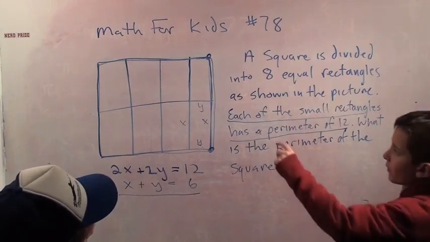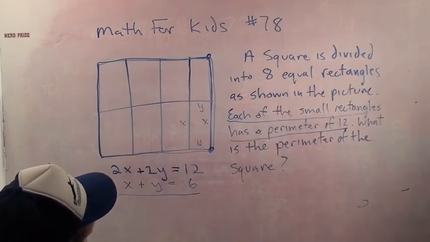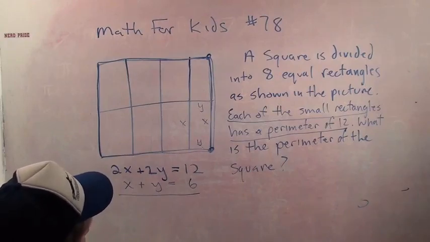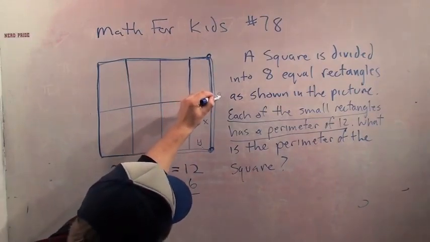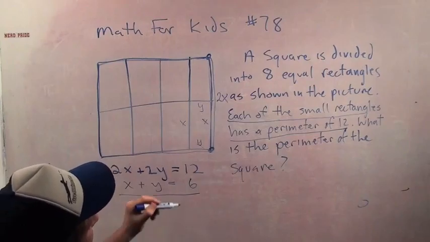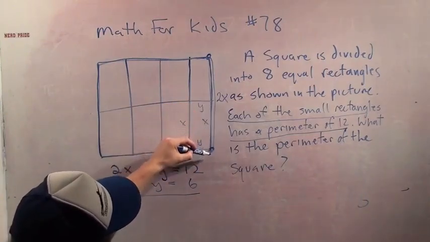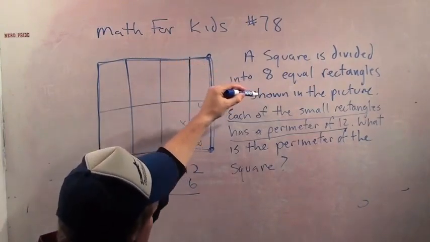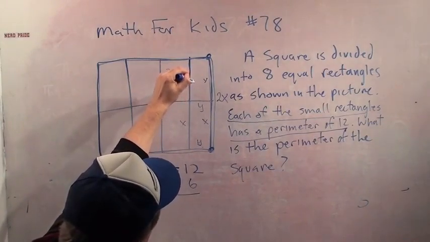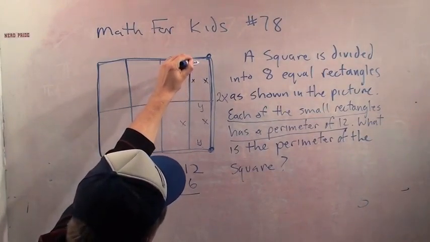Well, we have only 2 long sides. So this side is 2x. The way we know that is because this side and this side are the same, since it says all the rectangles are the same. So we know that's x, and this is y.